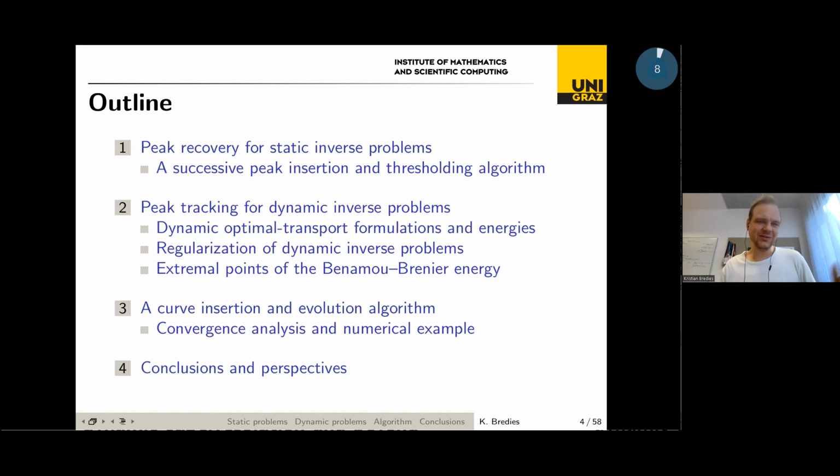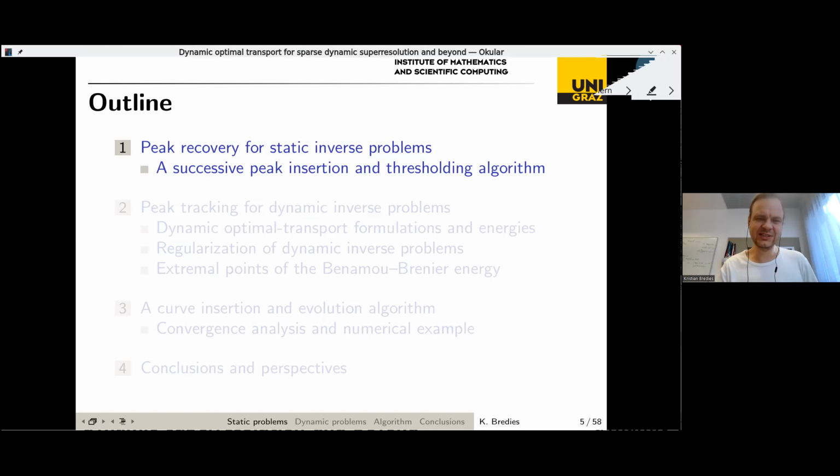Here's an outline. I will talk a little bit about peak recoveries for static inverse problems, which also covers super resolution, then go to the dynamic setting, the dynamic optimal transport formulation, and then discuss an algorithm that is capable of computing solutions.